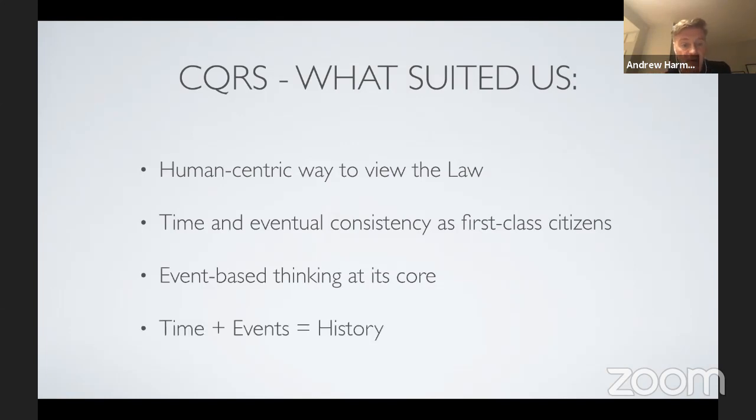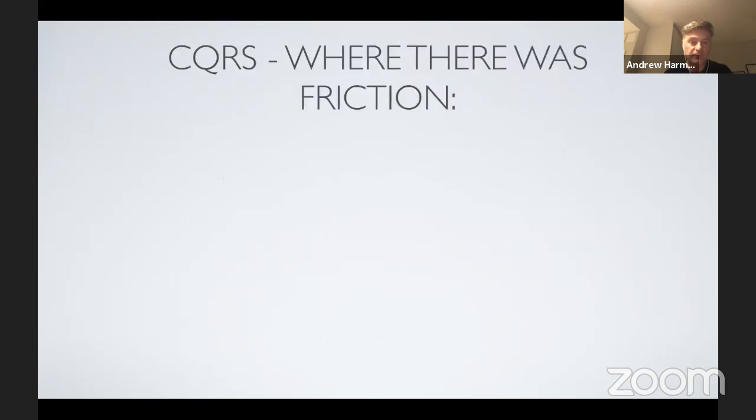And if we're looking at modernization, if we get time plus events, we get history. And if we want to do efficient modernization, if we've got a really rich, queryable, detailed history of how things have been in the past, that will then allow us to work on things and change things going into the future. So for a modernization project, CQRS was a really good fit.